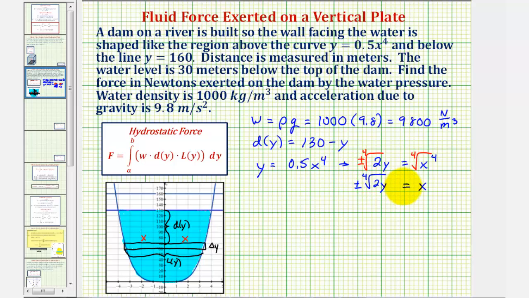So then when it comes to the distance, this distance x is equal to the fourth root of 2y, and so is this distance here. And therefore the total distance, 2x, is equal to 2 times the fourth root of 2y. And therefore L of y, again, is equal to 2 times the fourth root of 2y.